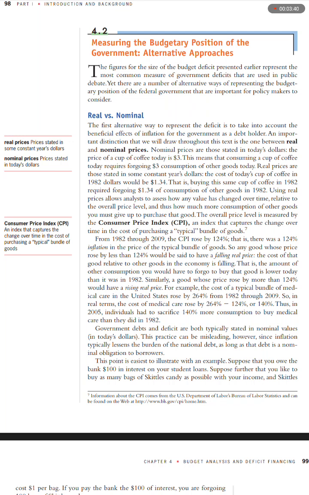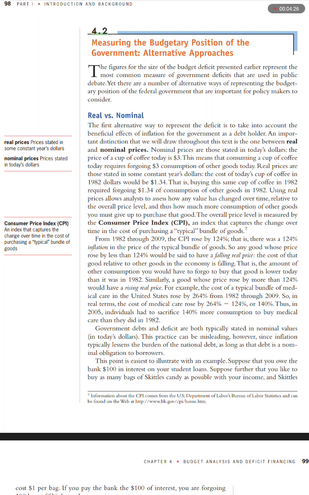Similarly, a good whose price rose by more than 124% would have a rising real price. For example, the cost of a typical bundle of medical care in the United States rose by 264% from 1982 to 2009. So in real terms, the cost of medical care rose by 264% minus 124%, or 140%. Thus, in 2005, individuals had to sacrifice 140% more consumption to buy medical care than they did in 1982.